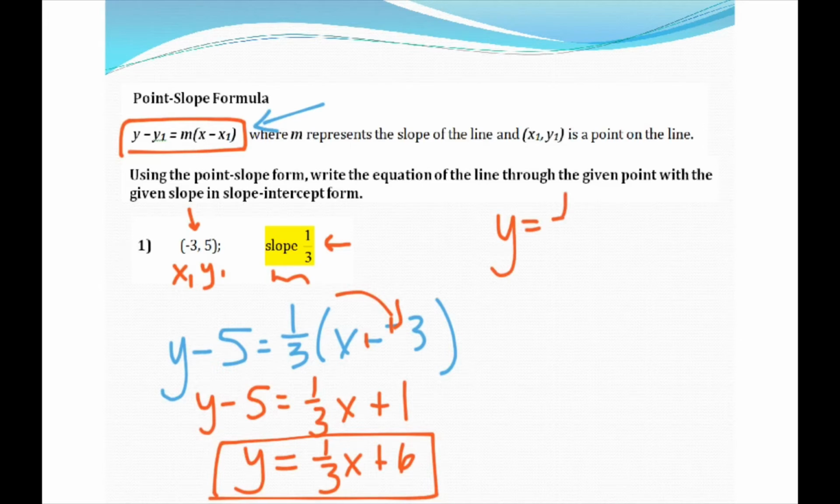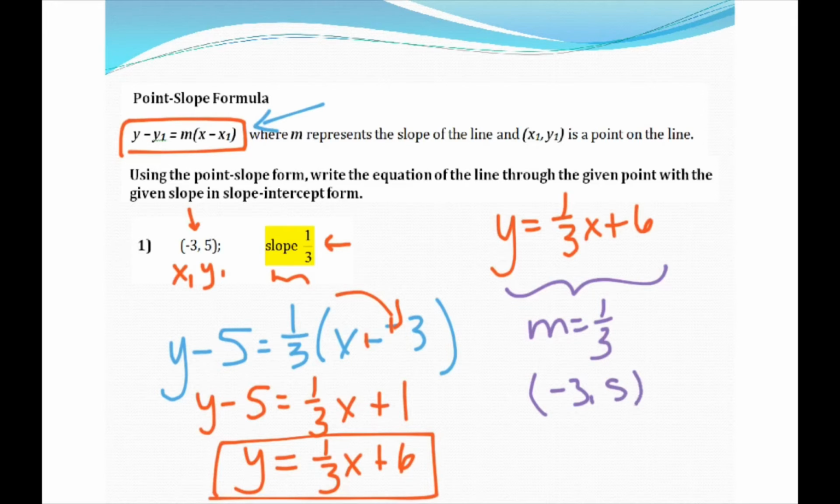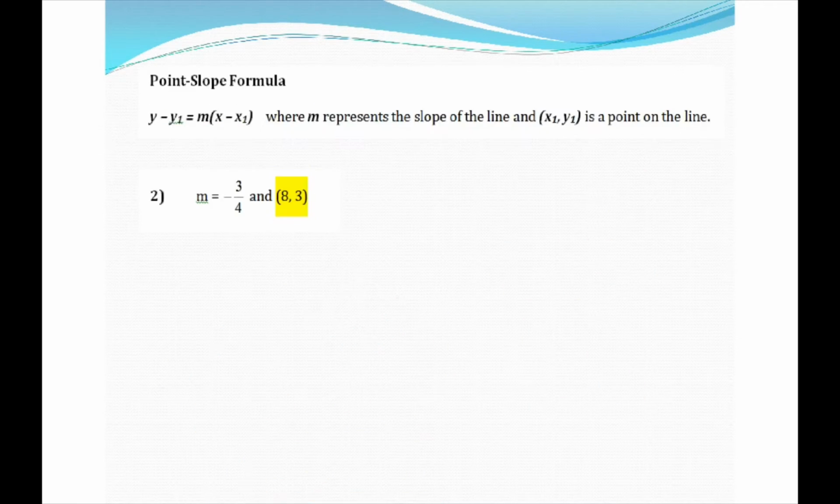This line, y equals 1/3 x plus 6, what this means is, this is the only line that has a slope of 1/3 and goes through the point -3, 5. There's a lot of lines that have a slope of 1/3, but this is the only one that also goes through the point -3, 5.